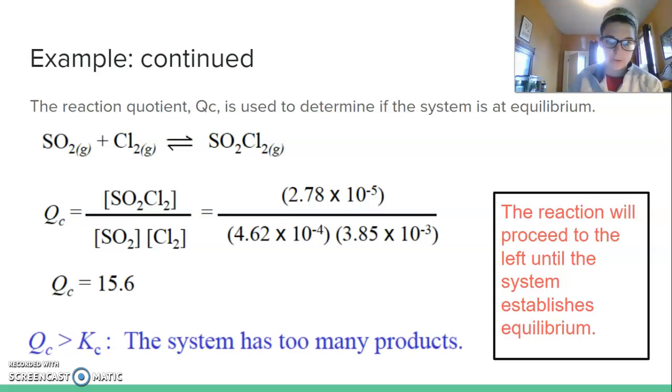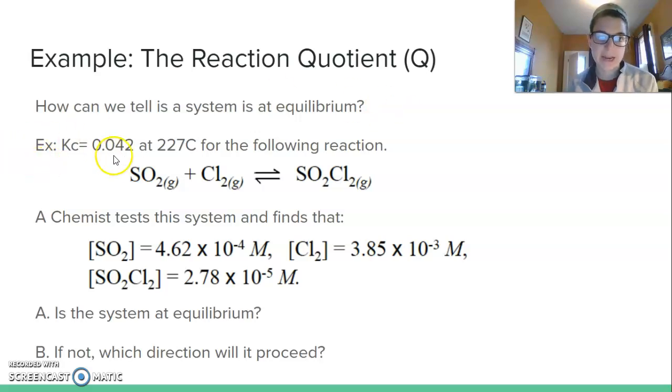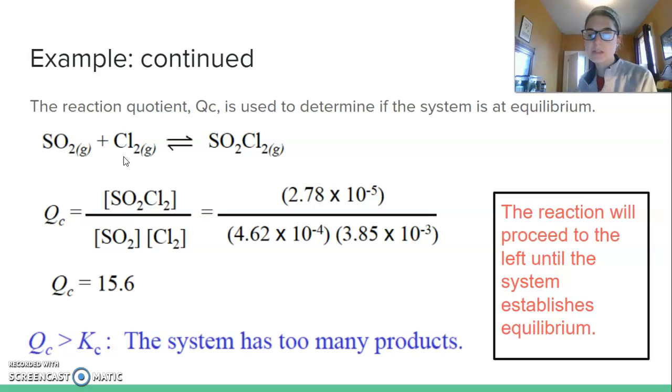So here we have a reaction quotient, again, used to determine if it will proceed or if it's at equilibrium. So Qc is equal to the concentration of the products over the concentration of the reactants, raised to their stoichiometric coefficients. And we get a Qc value of 15.6. In the beginning of the problem, they gave us a Kc value of 0.042. So since Q is greater than K, we know that the system's not at equilibrium because they're not equal. And we also know that the system has too many products to be at equilibrium.